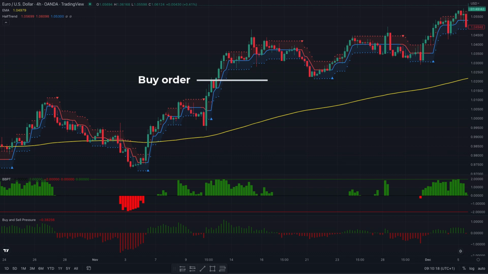Finally, we place a buy order at the close of the candle. Then, we can place a stop-loss order at the middle line of the half-trend indicator. The take-profit order will be set at 2 times the risk.